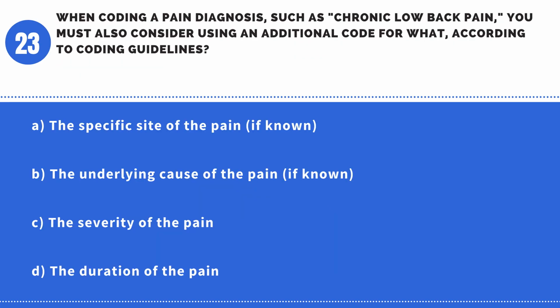Question 23. When coding a pain diagnosis, such as chronic low back pain, you must also consider using an additional code for what, according to coding guidelines? A. The specific site of the pain, if known. B. The underlying cause of the pain, if known. C. The severity of the pain. D. The duration of the pain.